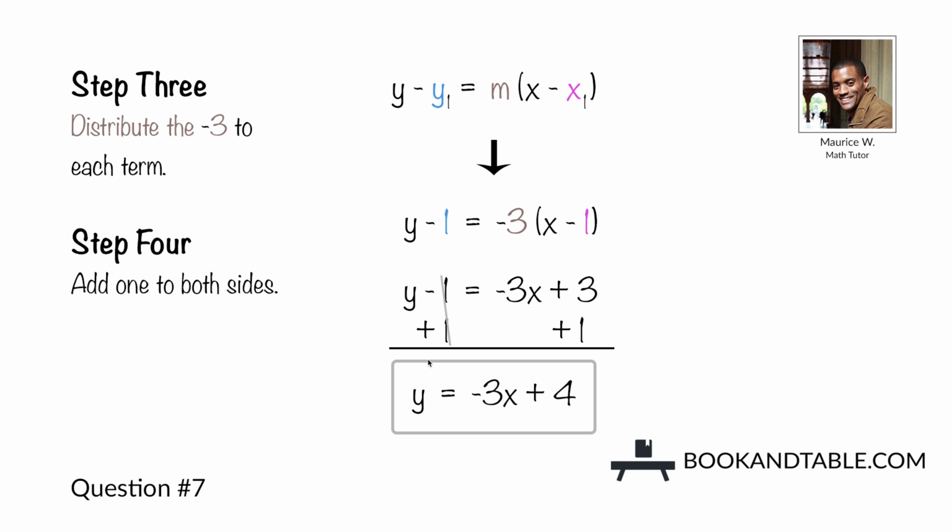That would give you y is equal to negative 3x, and 3 plus 1 is 4. So the final equation of the line is y is equal to negative 3x plus 4.